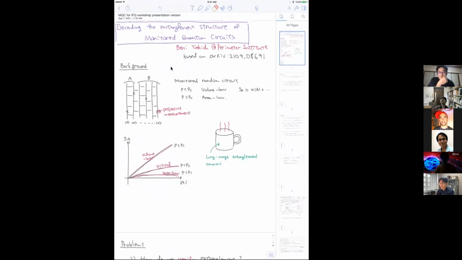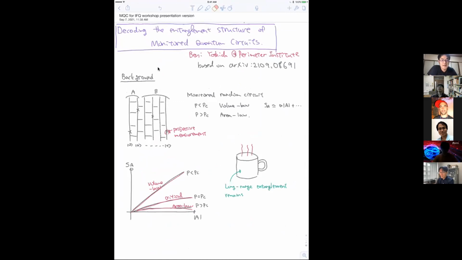Okay, is this working? Yep. So, great. Okay, so let's move on to the next talk. The speaker is Yoshida-san, and he will. Sorry. So he will tell us about decoding monitored quantum circuit and black holes. So please start.